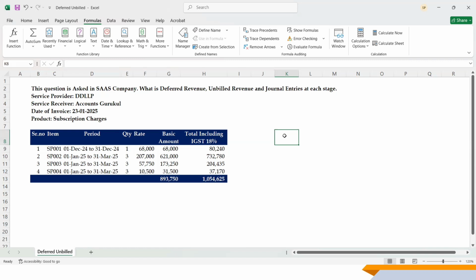If something is new, then you have to spend time on it, because at the end of the day, time is limited. Now, coming back to the question: this question was asked in a SaaS company. What are the deferred revenue, unbilled revenue, and journal entries at each stage? The service provider is TDLLP, the service receiver is Accounts Gurukul, the date of invoice is 23rd Jan 2025, and the product is subscription charges, with serial number, item, period, quantity, rate, basic amount, and total including IGST amount.